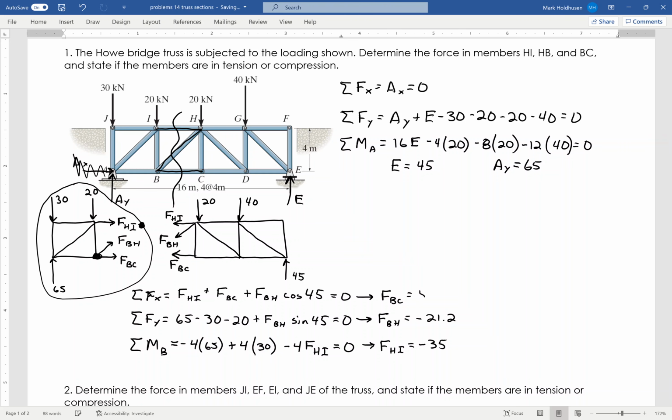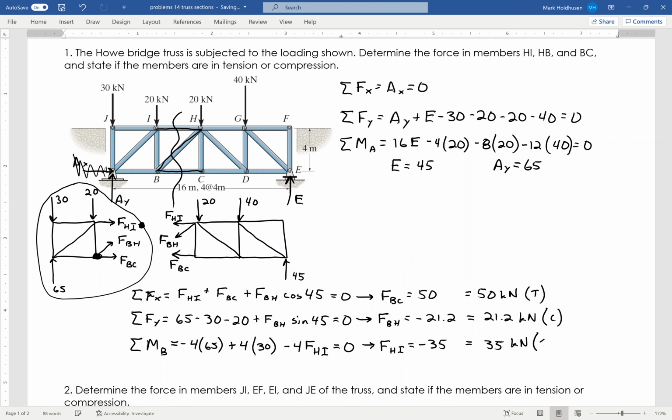So once I do all of the solving, then I go switch them to tension or compression. So this guy becomes 50 kilonewtons in tension. My assumption was correct on this one. These two assumptions were incorrect, so I'm going to call that 21.2 kilonewtons in compression and call this one 35 kilonewtons in compression.